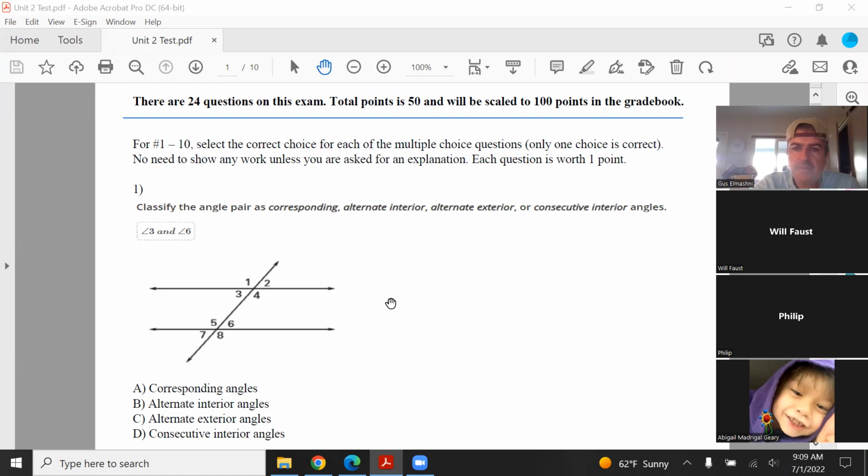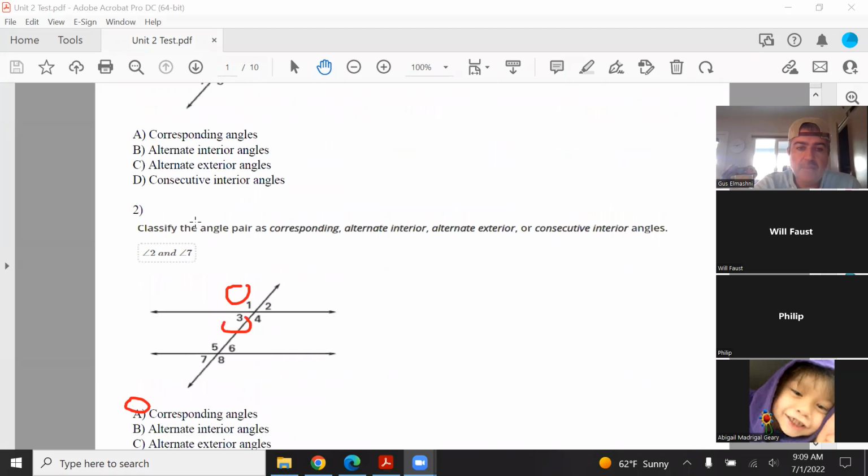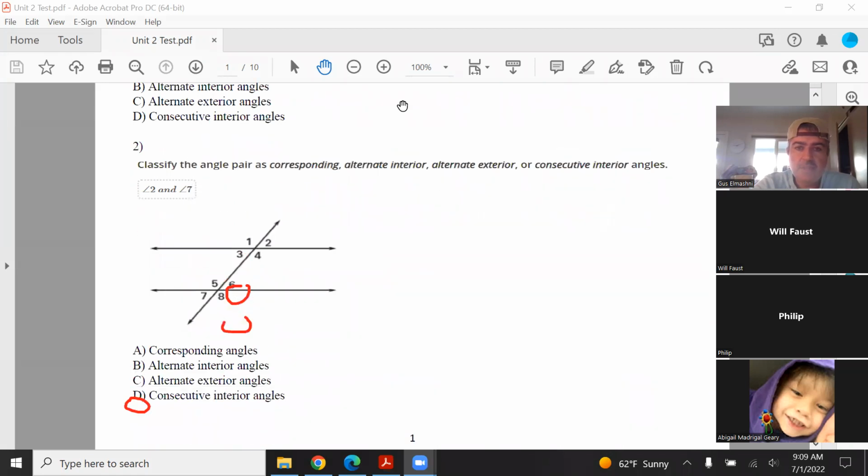So the first page I felt went fine. Angles 3 and 6 are clearly alternate interior angles. There's really not much more to it than that. Just got to recognize it. For number 2, angles 2 and 7 are alternate exterior angles, or outside, they alternate. So I'll go C on that one.